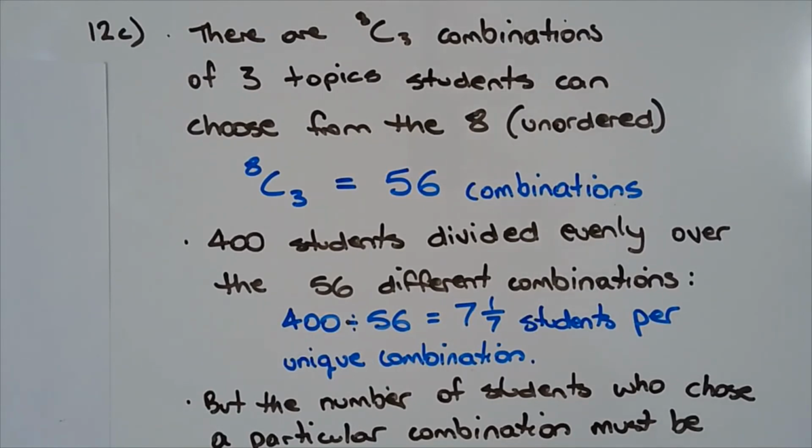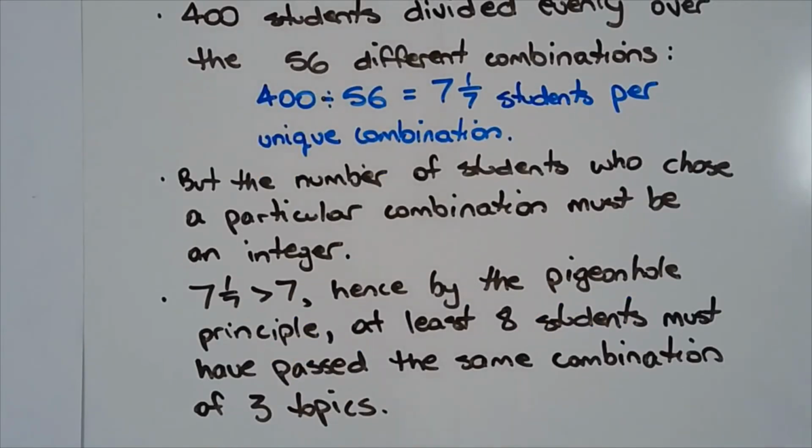Next, we'll consider the 400 students who passed a course, and a course consists of 3 topics. Now, the 400 students divided evenly over the 56 different combinations is equal to 7 and 1 over 7 students per unique combination. But the number of students who chose a particular combination must be an integer. This value here doesn't make sense since we're talking about a whole number of students. Now 7 and 1 over 7 is greater than 7. Hence, by the pigeonhole principle, at least 8 students must have passed the same combination of 3 topics.